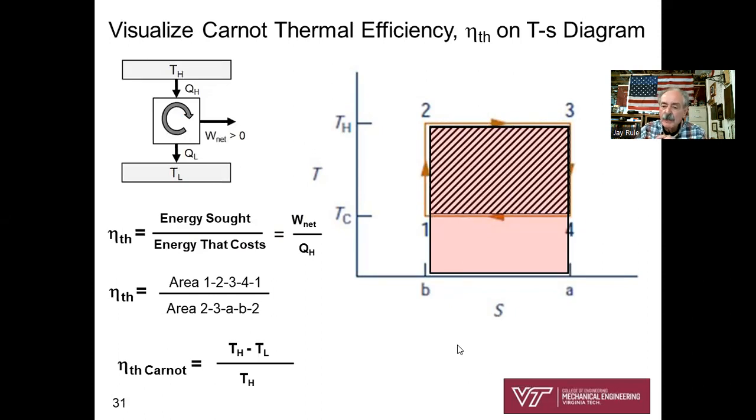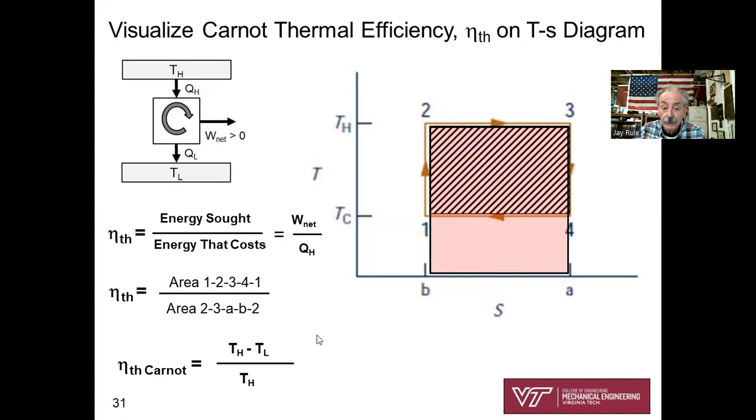We can also visualize thermal efficiency for the Carnot cycle on the TS diagram. The energy sought over the energy that costs. The energy sought, W net, the crosshatched area. The energy that costs, the red area. So now you've got a visualization of, it's a ratio of 2 rectangles. It's pretty cool, okay? So that's a neat thing to visualize.